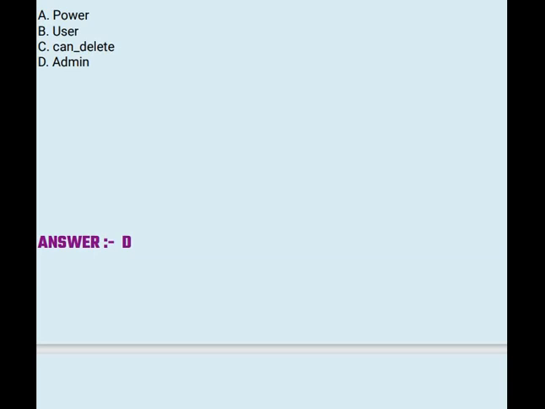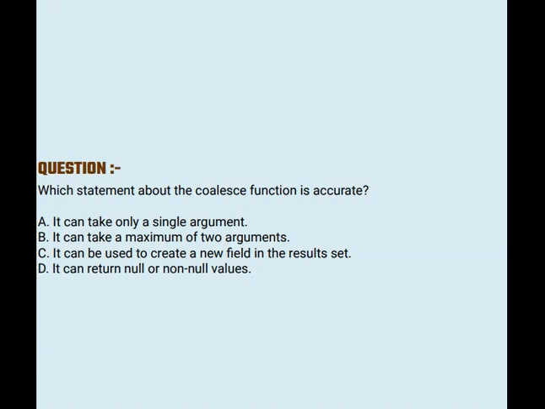Next question is, which statement about the case function is accurate? Option A, it can take only a single argument. Option B, it can take a maximum of 2 arguments. Option C, it can be used to create a new field in the results set. And option D, it can return null or non-null values. The correct answer is option C.